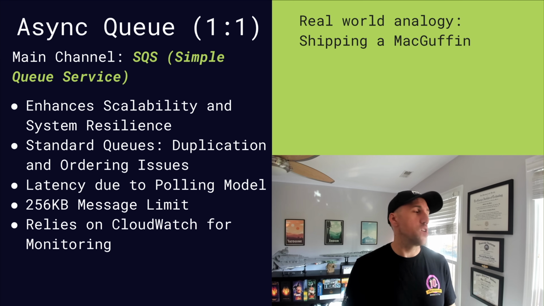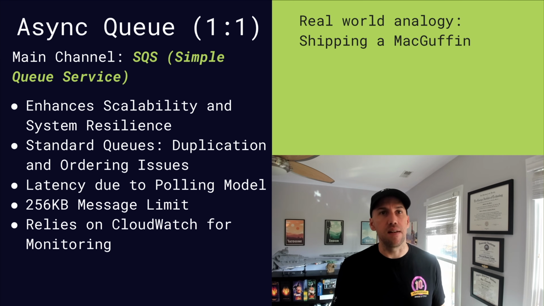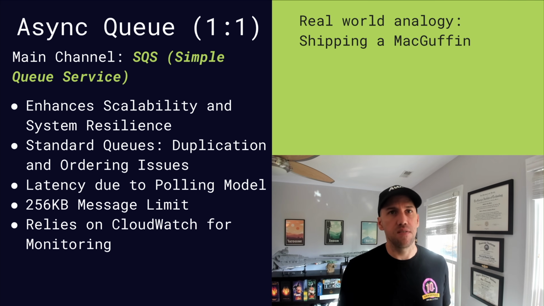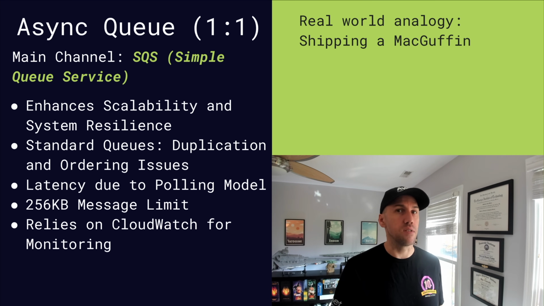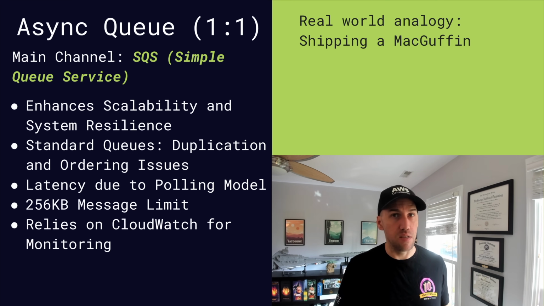Now, talking about a real-world analogy, let's imagine our fictional app's warehouse has to send out a MacGuffin. The warehouse producer sends the MacGuffin, the message, to the shipping company, the queue. From there, the shipping company manages the storage and eventual delivery to the destination. It receives one MacGuffin and delivers one MacGuffin. It doesn't copy the MacGuffin, it's one-to-one.